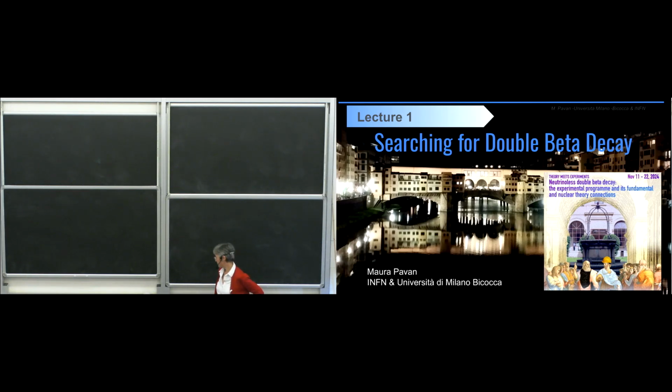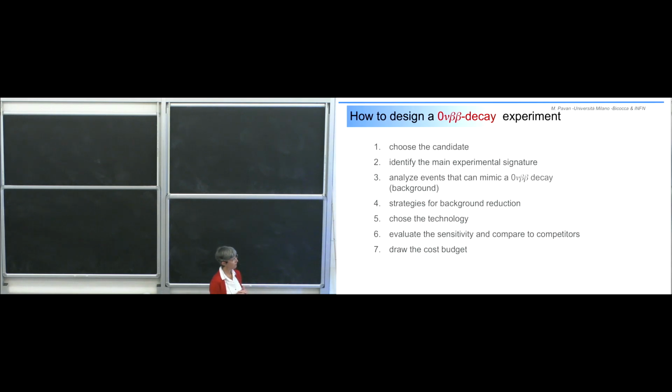So, the purpose of this first lecture is to give you an overview of the needs that we have to take into consideration when we build a double beta decay experiment. And more or less, this is what you can call the menu when you have to prepare, build, or maybe better to say, design this experiment.